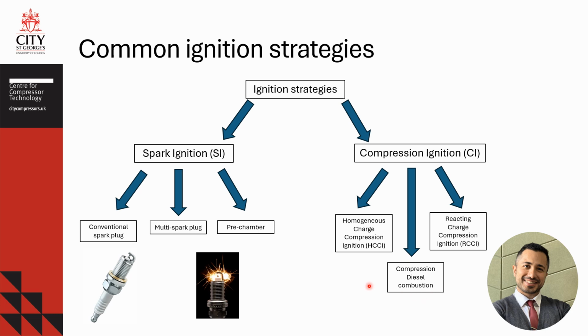On the other hand, we have the spark ignition SI strategy. So with the spark plug ignited strategy, we have the conventional spark plug, which has been widely used for decades. Some advanced engines have integrated multiple spark plugs to ensure combustion happens and misfire is avoided. Another alternative to the spark plug with promising capabilities is the pre-chamber, which we'll explore in the next slide.